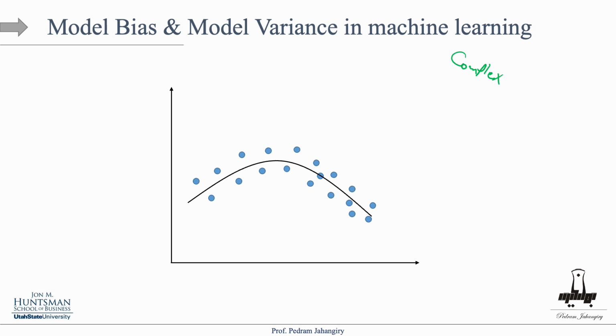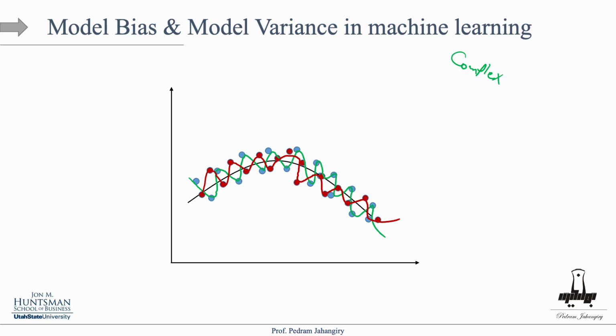If the model is complex, what is it doing? It's going to do something like this. Maybe for this realization, the model is going to capture everything. It's going to do a very good job in terms of fitting the data. And now let's look at another realization. Here is another realization of the data, and the model is going to do something like this because the model is super complex.